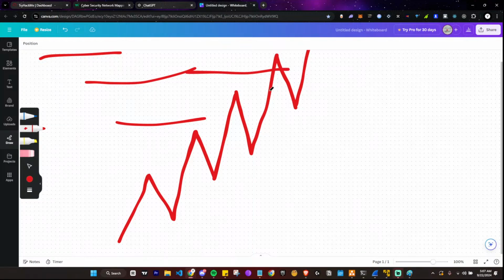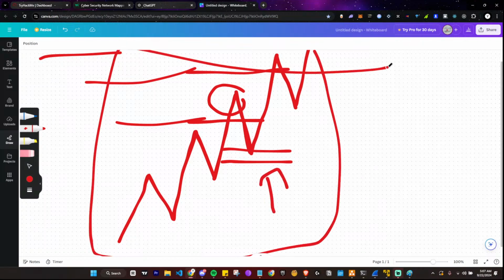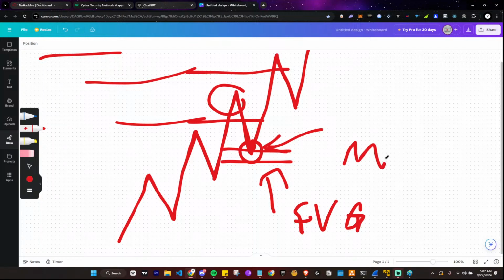Same scenario here. Boom. This is the 15-minute. Let's say this whole structure you're seeing here is 15-minute. This is a 15-minute FVG. So obviously you see the FVG, the manipulation and the distribution leg, this leg of price action distribution.